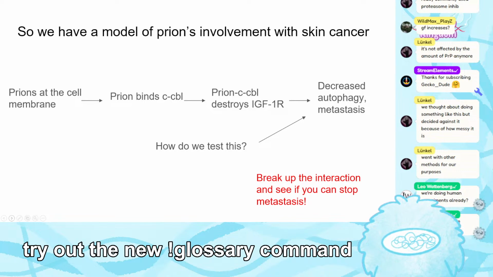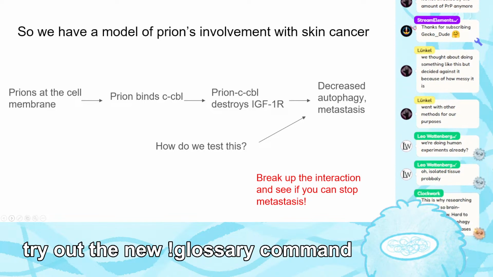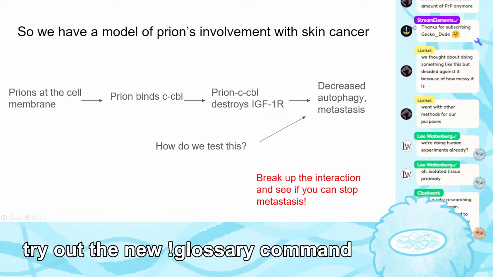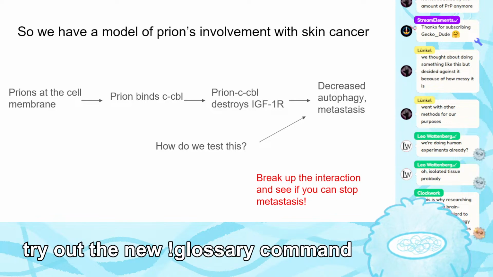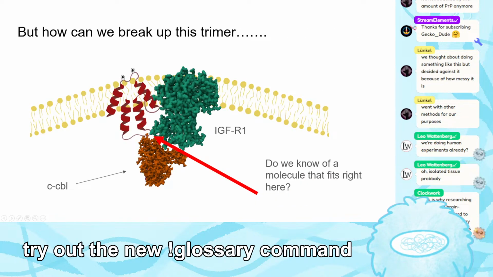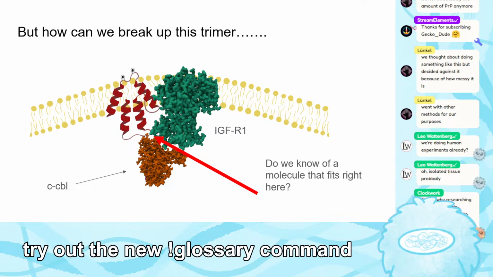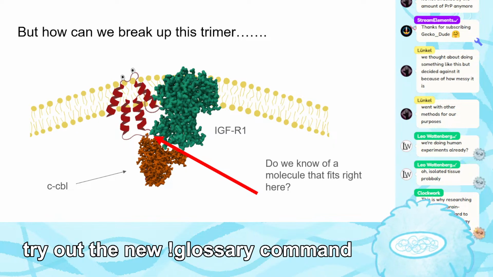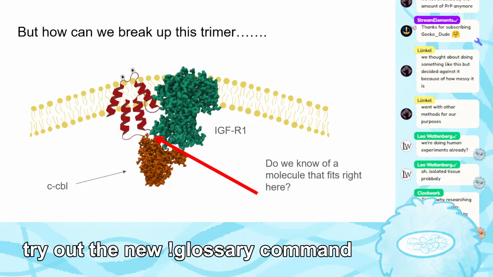If we break up the interaction, we can see if that stops metastasis, right? So we were talking about how we could potentially design a medicine based off of this interaction. This is now, I think, a very fun point in the presentation where I get to mine your ability to come up with a way to design a medicine to disrupt this interaction. And I'll give you a hint, chat. We already know from this paper a protein that fits exactly into that pocket.